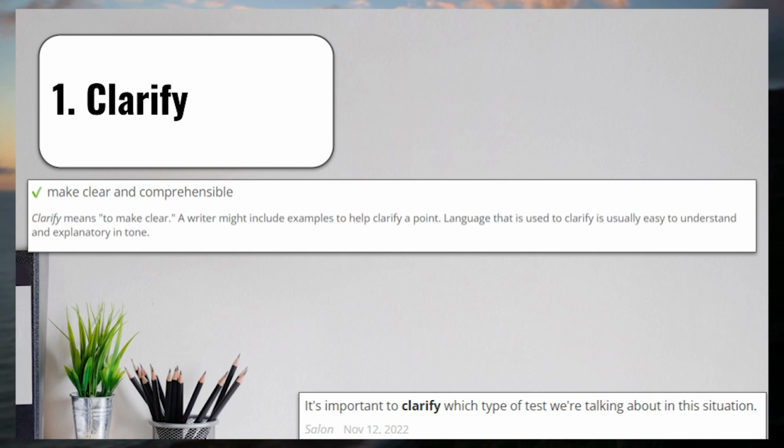Term number 1 is clarify. To clarify something is to make it clear and comprehensible. Clarify means to make clear. A writer might include examples to help clarify a point. Language that is used to clarify is usually easy to understand and explanatory in tone. The example we have: it's important to clarify which type of test we're talking about in this situation. To clarify is to make it more clear for your audience.